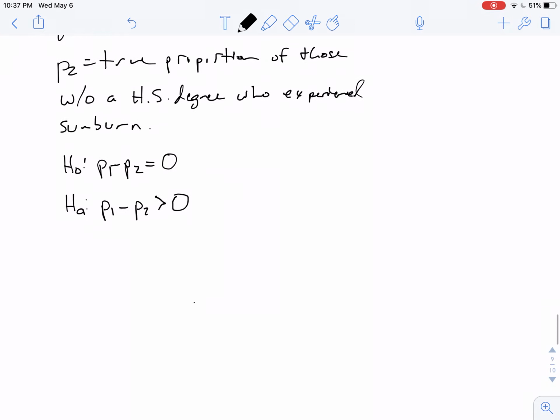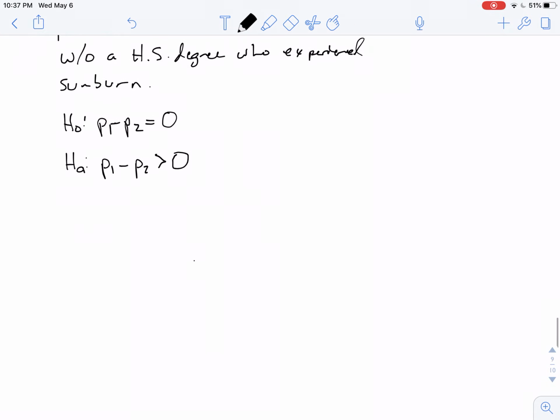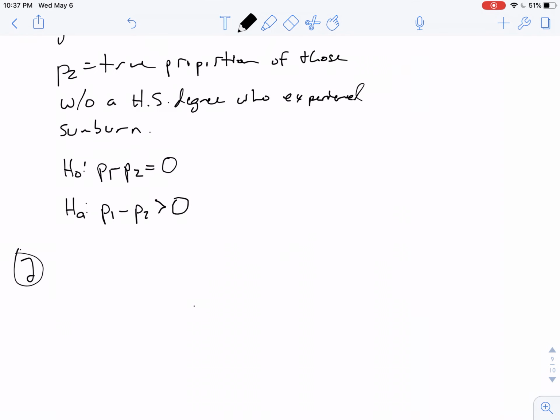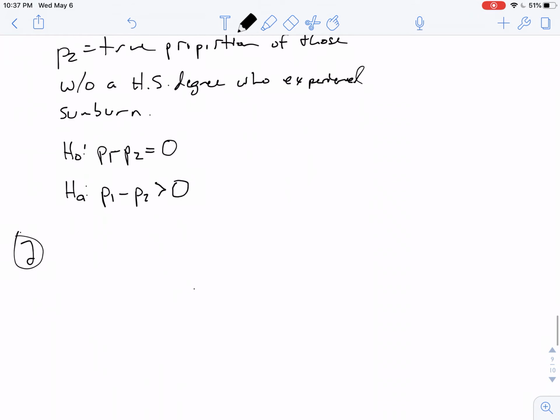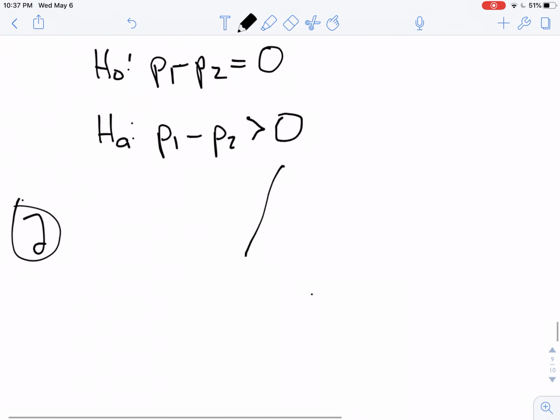So I'm trying to show that p1 is greater than p2 so that I get a positive difference if I subtract those two. All right, so step 2 is now my conditions. So I want to check for randomness. So I do have random samples. So I'm just going to note that.